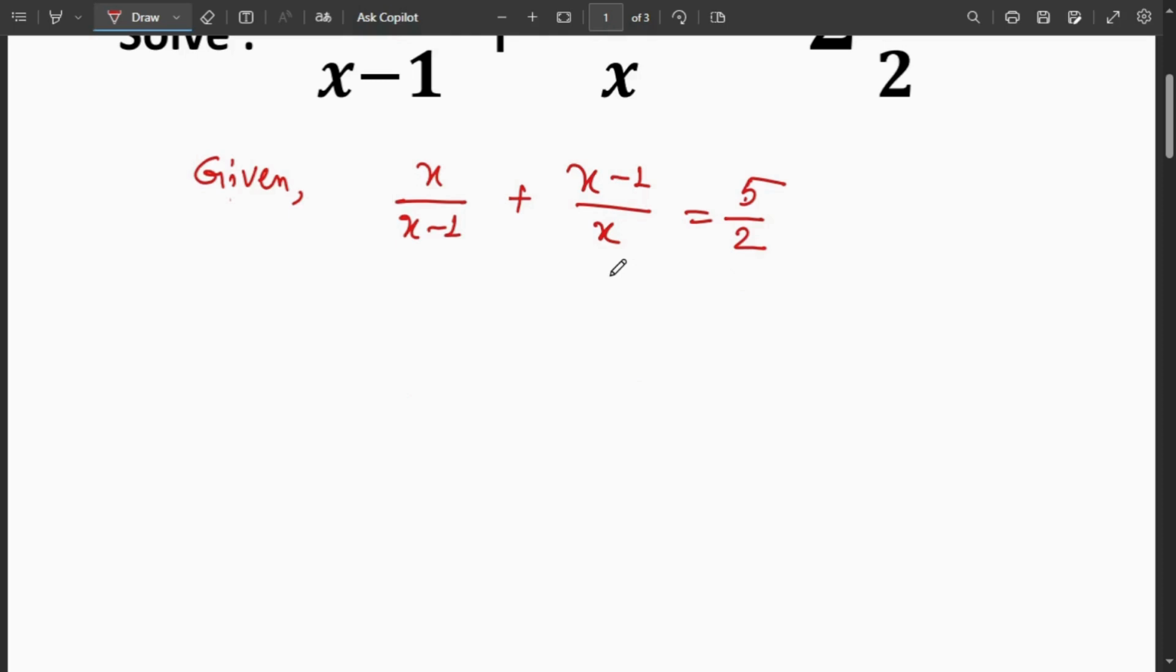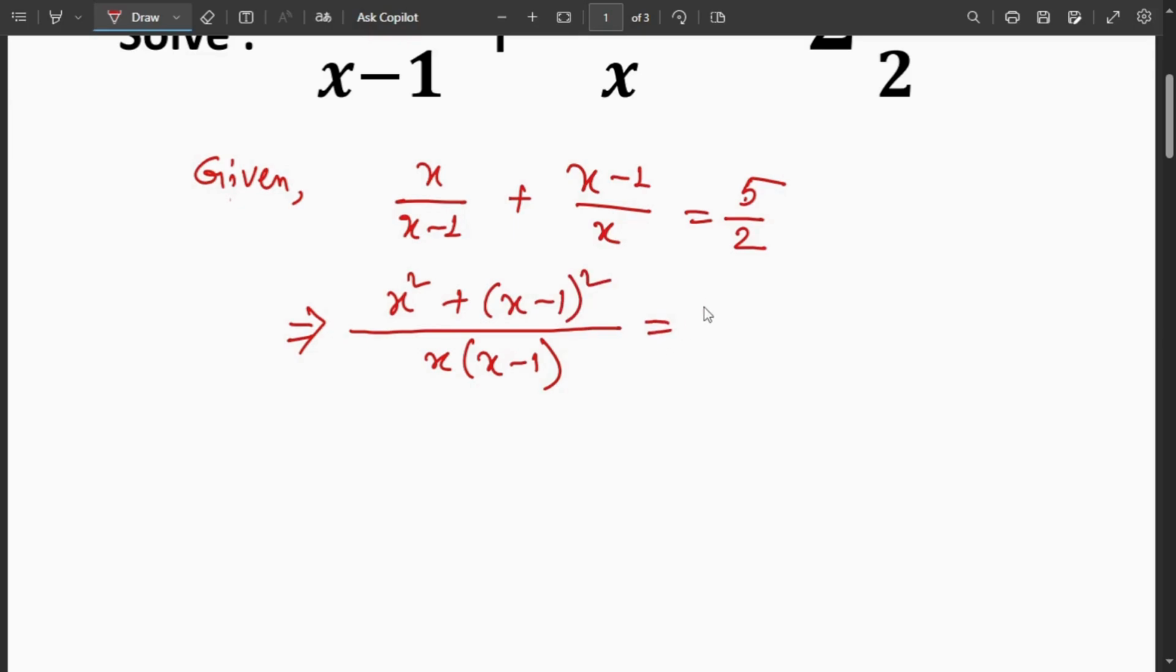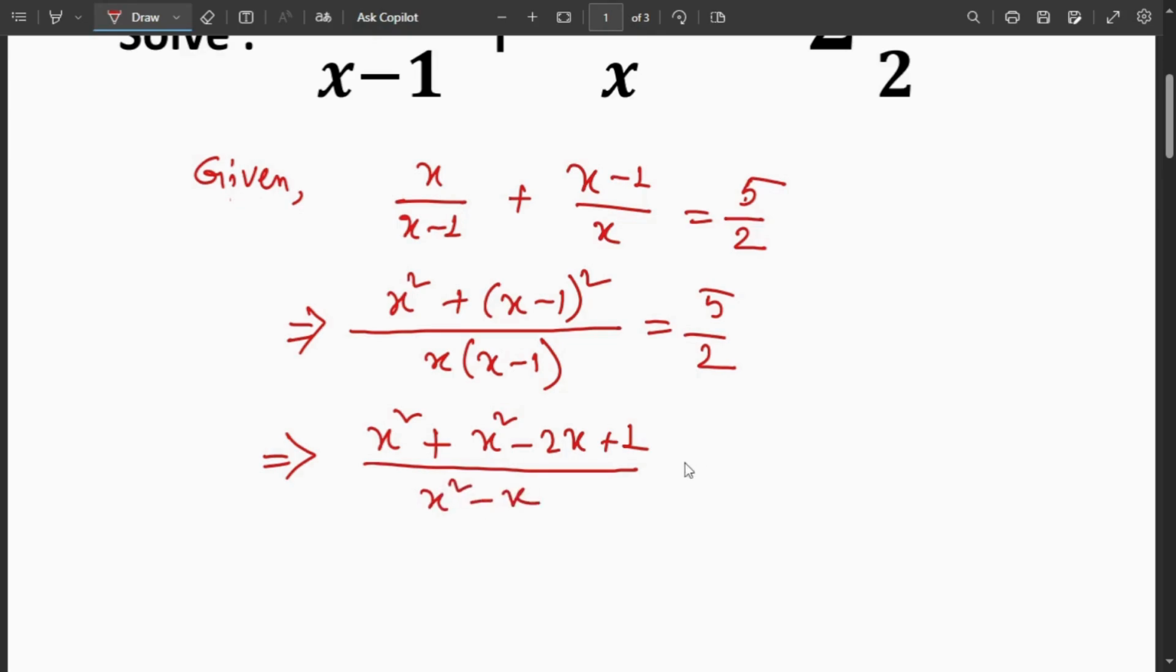Next, add the fractions by taking the LCM of x minus 1 and x. So what is the LCM of x minus 1 and x? x into x minus 1. Then here it becomes x square plus x minus 1 whole square equals 5 by 2. The next step is to expand: x square minus 2x plus 1 divided by x square minus x is equal to 5 by 2.